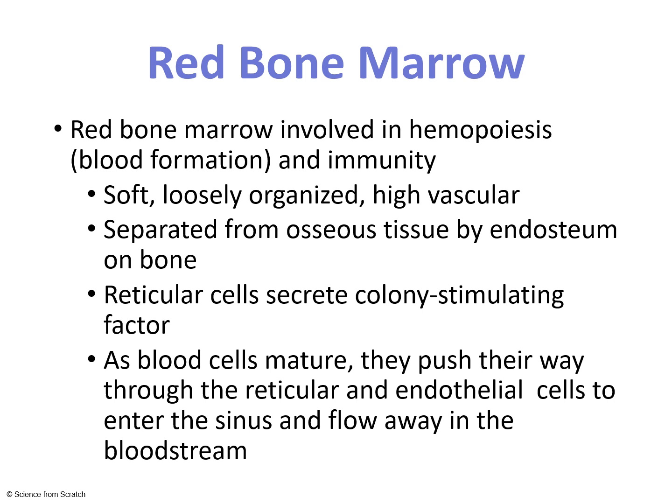So we talked about bone marrow in the cardiovascular system. We talked about it in hematology, and we talked about it with regards to erythropoietin. And so red bone marrow is involved in hemopoiesis, which is blood formation. And that means that's going to be involved in our white blood cell formation and immunity. So this tissue is soft, it's loosely organized, and it's highly vascular.